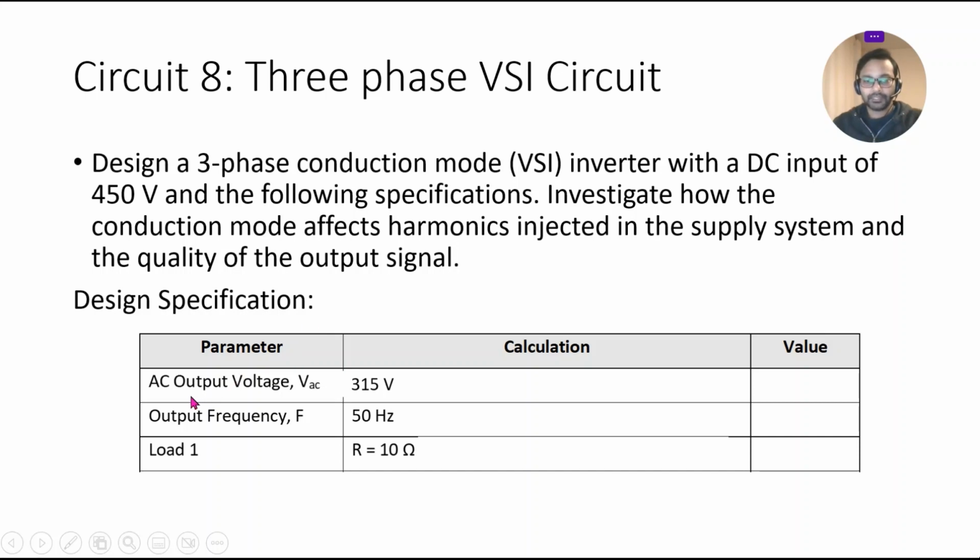Now the AC output voltage which we need to produce is 315 volt. The frequency should be 50 hertz and the load resistance should be 10 ohms. Okay, so now let us go to Simulink and try to implement this circuit.